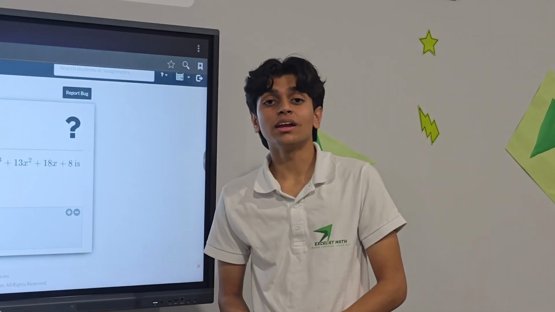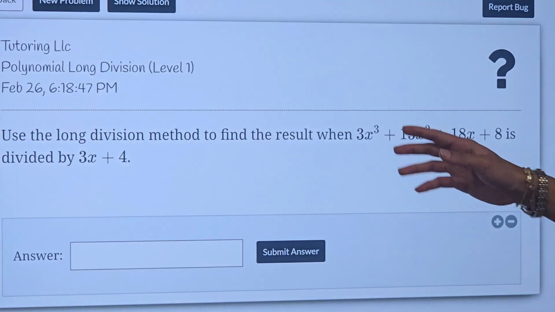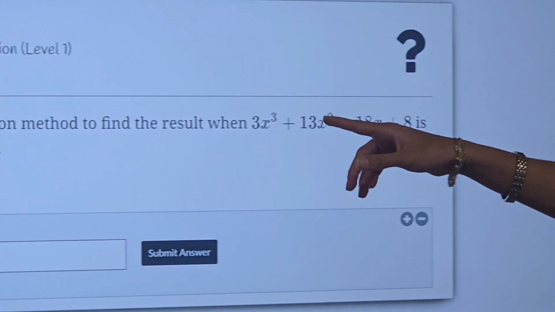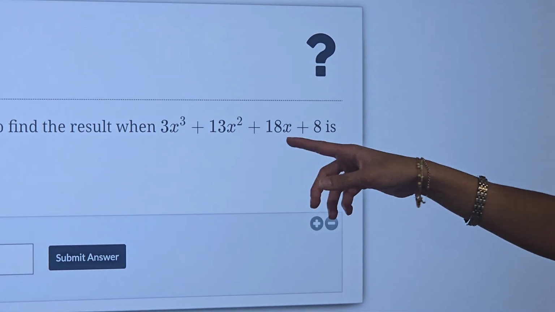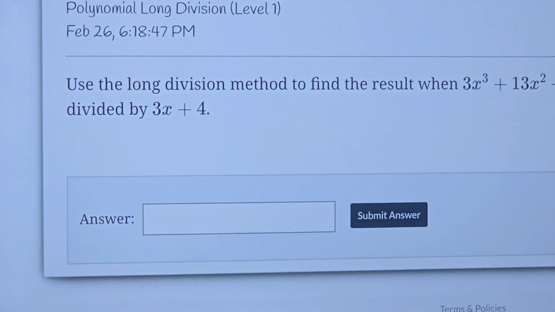Hi, my name is Nishan and I'm here at Excel Math to talk about dividing polynomials using long division. This is an Algebra 2 topic. Today we are going to use the long division method to find the result when 3x cubed plus 13x squared plus 18x plus 8 is divided by 3x plus 4.